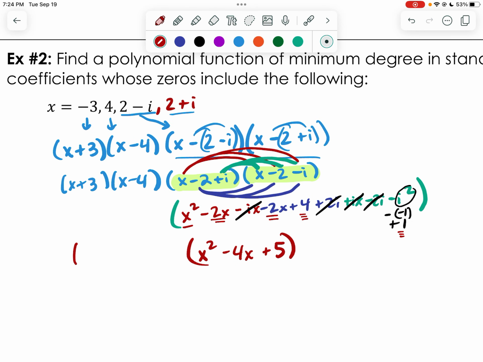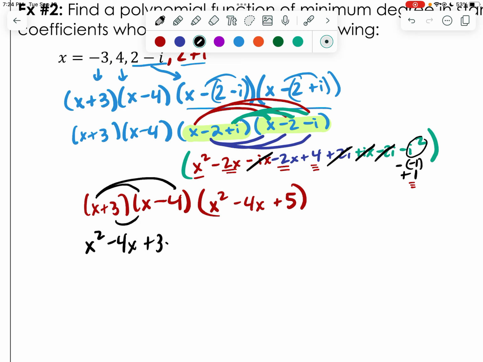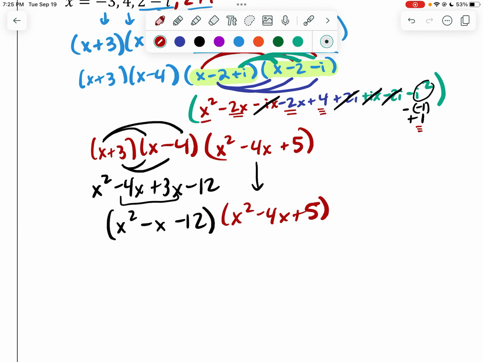Now you still have the x plus 3 and the x minus 4. It doesn't matter once you're multiplying, you can multiply in any order. Maybe let's just multiply these two. So this would be x squared minus 4x plus 3x and then minus 12. So that ends up being x squared minus x minus 12. All right, we're almost there. And then you have the x squared minus 4x plus 5. One more time of multiplying.